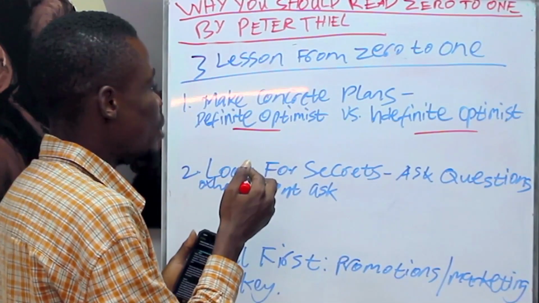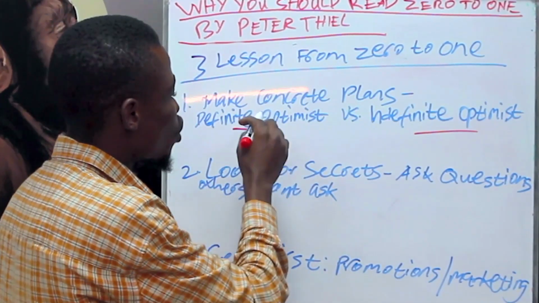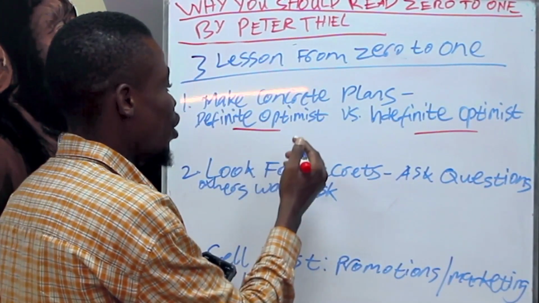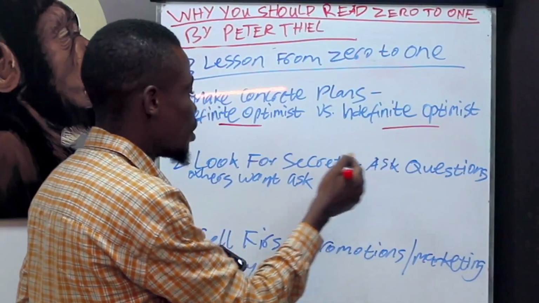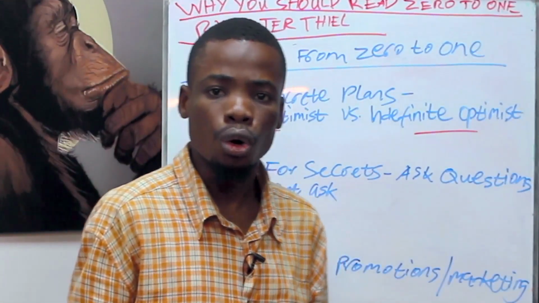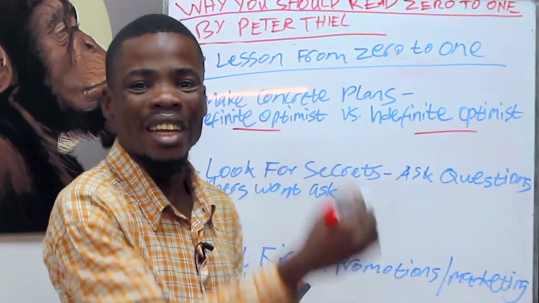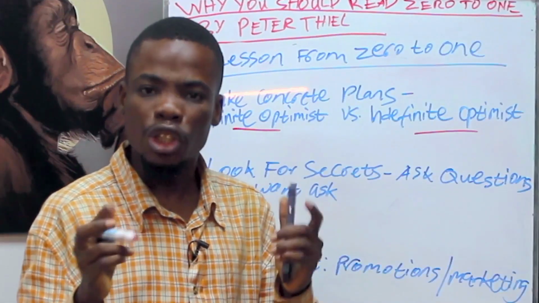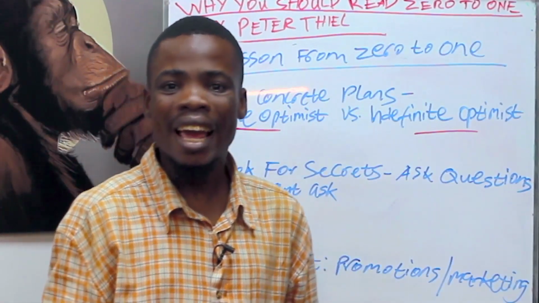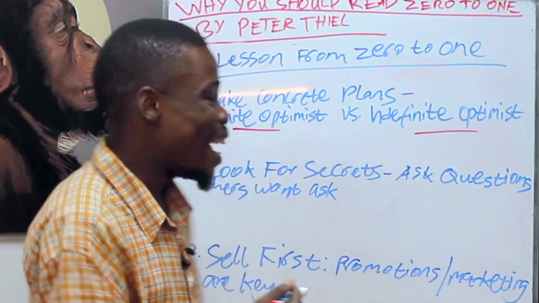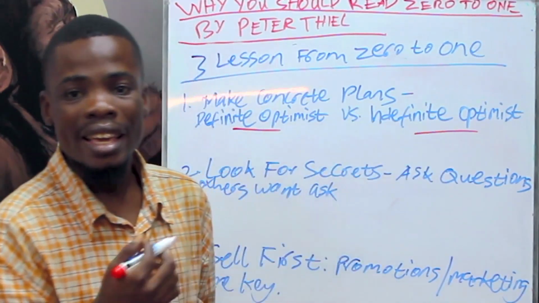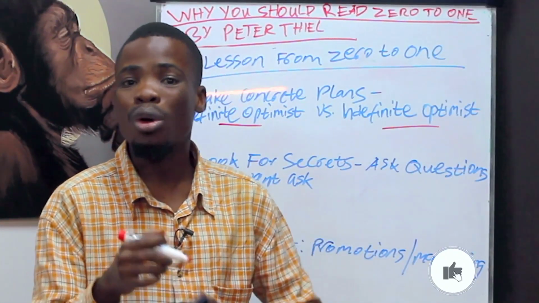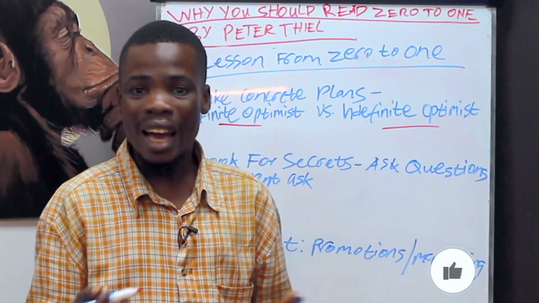So in explaining this concept of making concrete plans, we talked about 2 sets of people, one being a definite optimist and the other being an indefinite optimist. A definite optimist is someone that knows how the future will form and makes concrete plans to get there, right? That is who a definite optimist is. He has a picture of what the future will look like and he makes concrete plans to get there. An indefinite optimist is someone that knows that the future will be good, but how that future will turn out to be good, he does not know and does not make any plans.